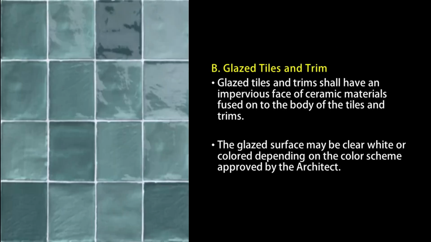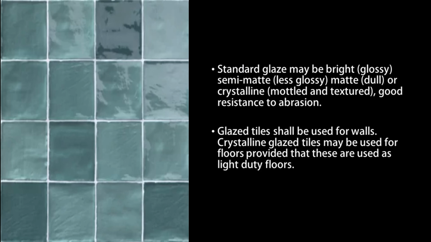Glazed tiles and trim. Glazed tiles and trim shall have an impervious face of ceramic materials fused into the body of tiles and trims. The glazed surface may be clear, white or color, depending on the color scheme approved by the architect. Standard glaze may be bright or glossy, semi-matte or less glossy, matte or dull, or crystalline, or mottled and textured. Good resistance to absorption. Glazed tiles shall be used for walls. Crystalline glazed tiles may be used for floors provided they are tested. These are used as light-duty floors.